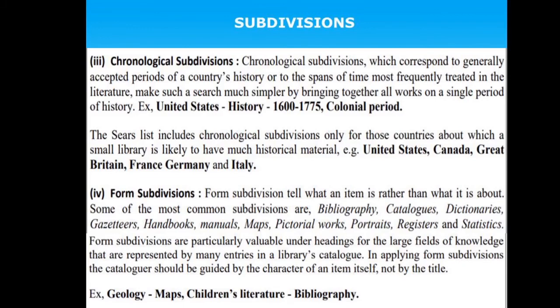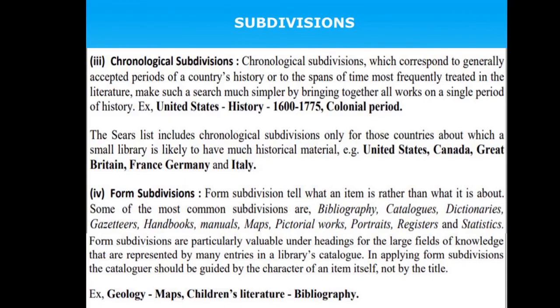Okay, forms, I already told you, are the intellectual and physical forms of the document. Some of the subdivisions of these forms are bibliographies, catalog, international bibliography. So here bibliography is a form of the document. Dictionary: Oxford Dictionary or English Dictionary, Hindi English Dictionary. So dictionary is a form of this particular document. Statistics, gazettes, handbooks, manuals, maps, these are the forms.